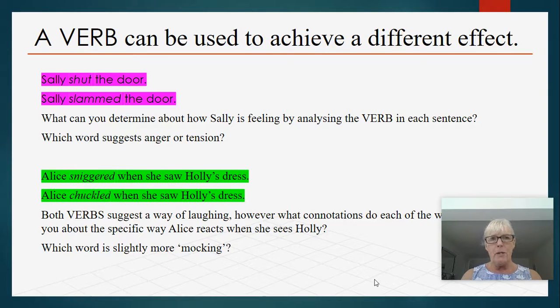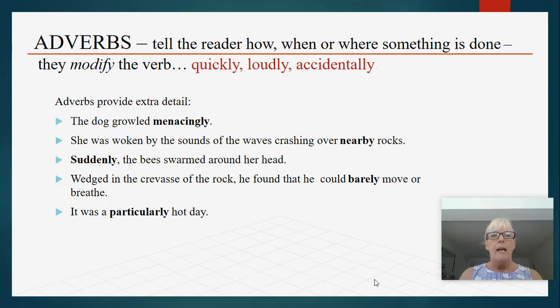So this is the sort of thing that we need to be thinking about when we're reading and we're highlighting those nouns and verbs and adjectives which your teachers tell you to do. What have you got to do with them? We've got to talk about the effect that they have on the reader, the way that they change our understanding of a character or situation, maybe. Adverbs describe verbs, basically. They tell the reader how, when, or where something is done. So we would technically say they modify the verb.